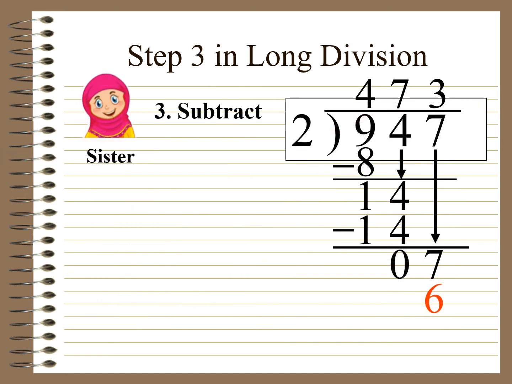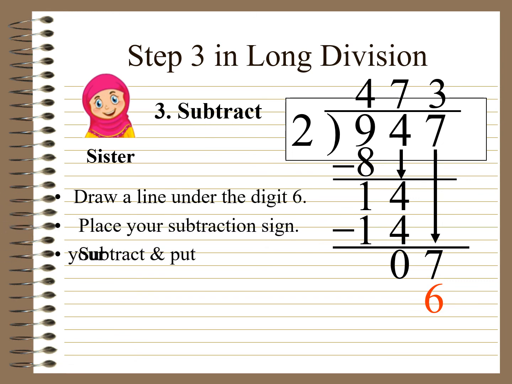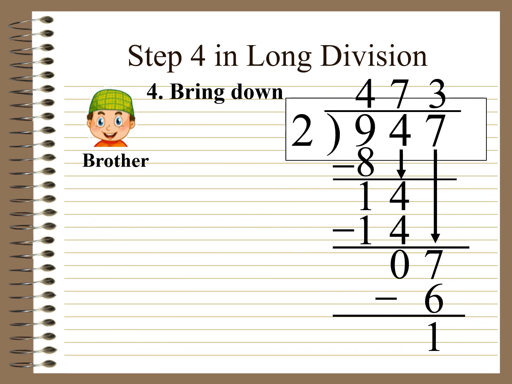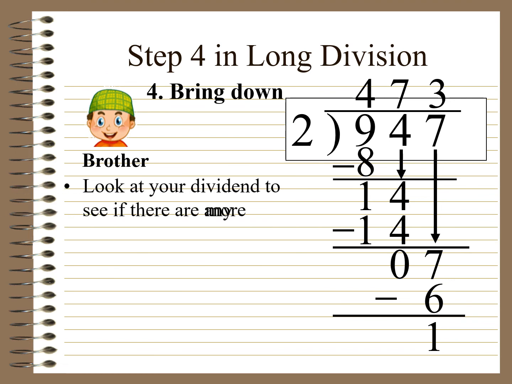Sister, subtract. Draw a line under the digit 6. Place your subtraction sign. Subtract and put your answer directly under the 6. Brother, bring down. Look at your dividend to see if there are any more digits to bring down. If not, move to step 5.